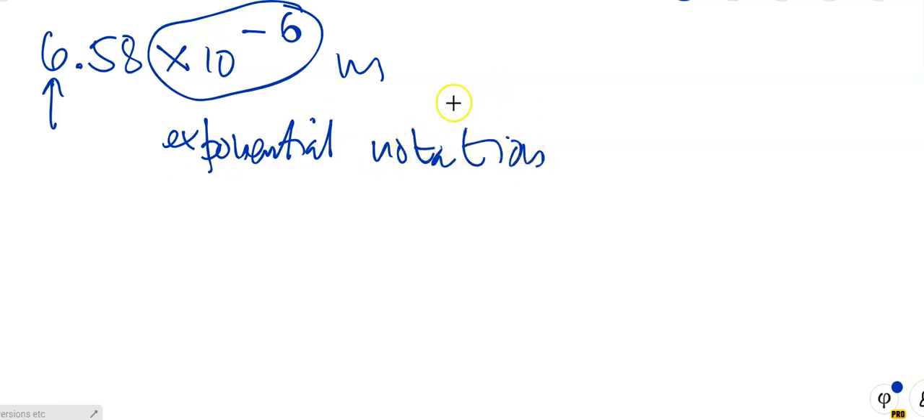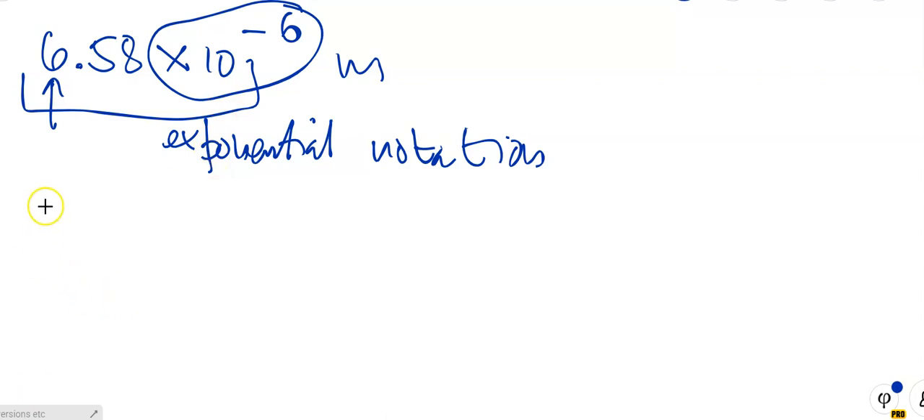I'll say it again. If we have a number followed by the dot and 1, 2, or 3 numbers, no matter how many you have there, times 10 to the power, it could be plus 6 or minus 6 or plus 7 or whatever, followed by exponential notation, that whole number we call scientific notation.